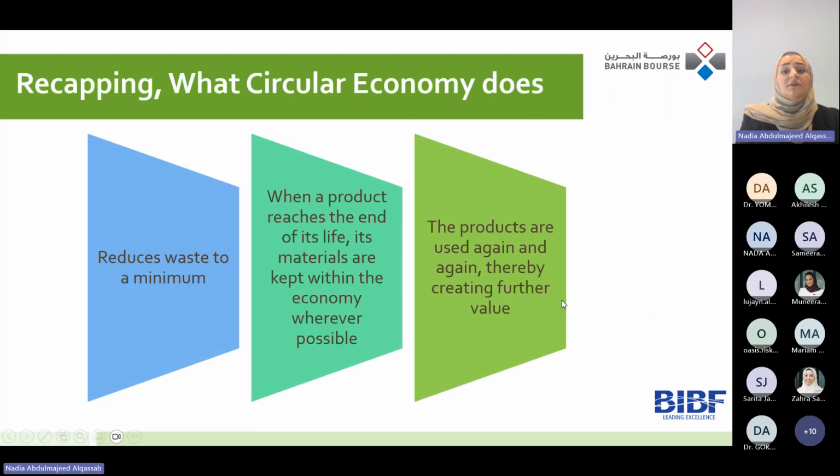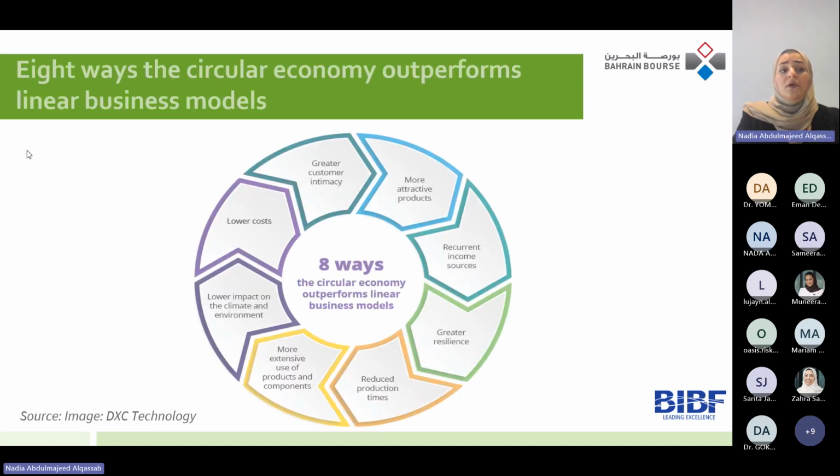So recapping what circular economy does, just to re-emphasize, what would we do? We want to reduce the waste. When a product reaches the end of its life, its materials are kept within the economy. And third, the products are used again and again. If we want to emphasize this concept, there are 8 ways that it outperforms a linear business model.